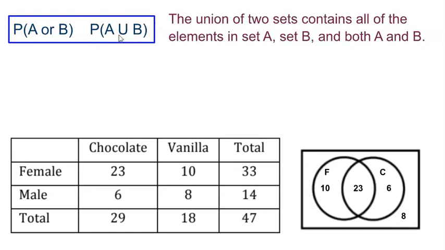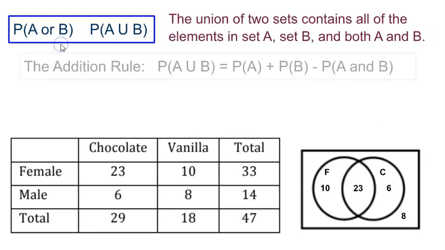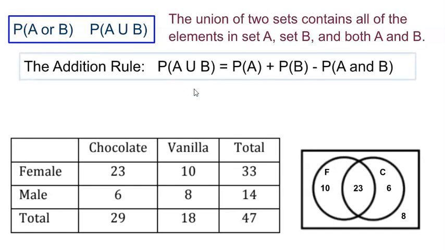When you see this symbol, this is asking you to find the probability of A or B. This is a union symbol. The union of two sets contains all of the elements in set A, set B, and both A and B. To find the probability of A or B, you can use the addition rule. In the addition rule, you find the probability of A plus the probability of B minus the probability of A and B.